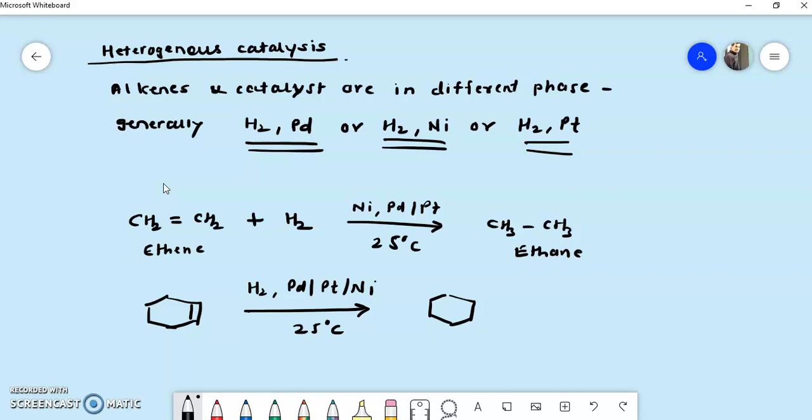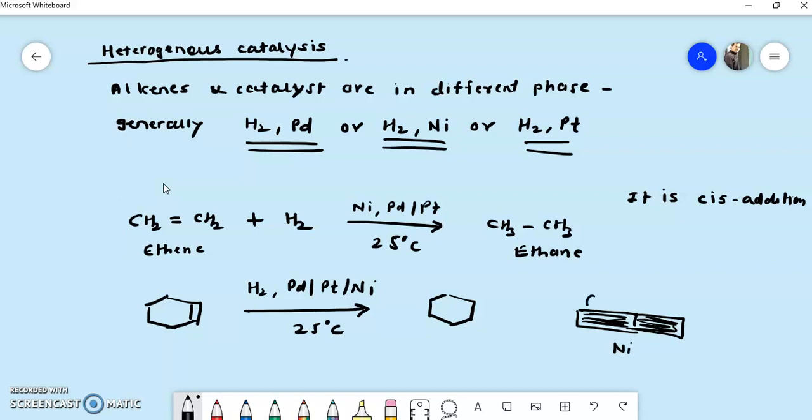Another important thing which we have to remember is that the catalytic hydrogenation of alkene is predominantly a cis addition. Remember, it is a cis addition. Now why this is a cis addition, I will just explain in brief. Suppose this is the surface of metal. Suppose whatever metal I have used, for example it is the surface of nickel.